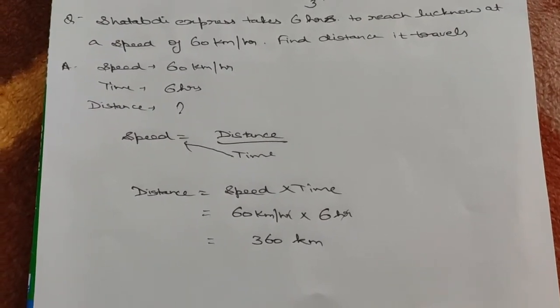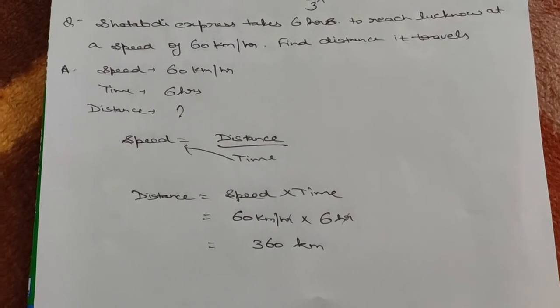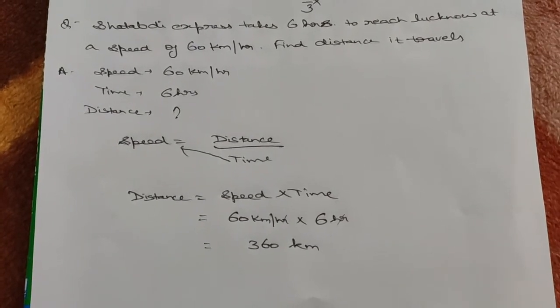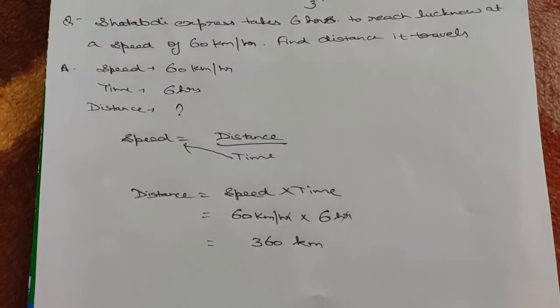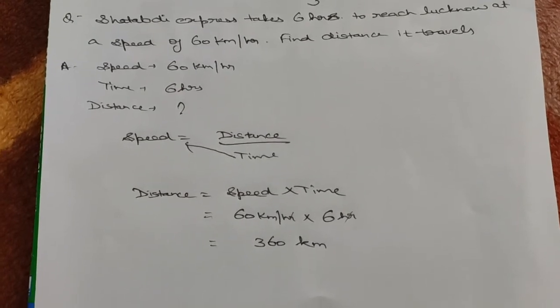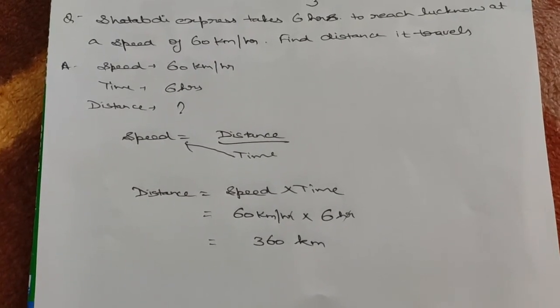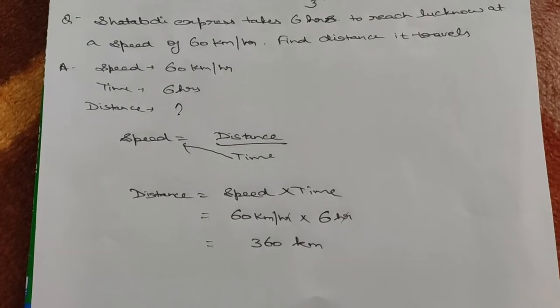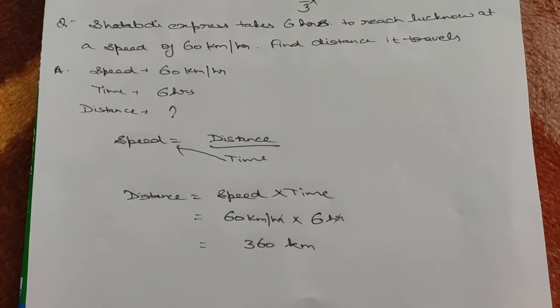Speed is given as 60 km per hour. Time is given as 6 hours. Hours is in the denominator, so it will cancel with the time hours. So 60 into 6, it is 360 km, because you know distance is in kilometer or meter.